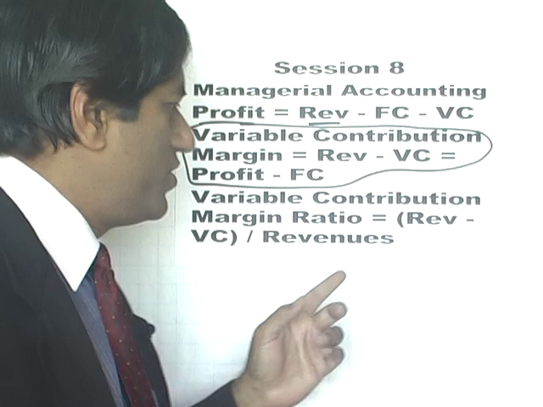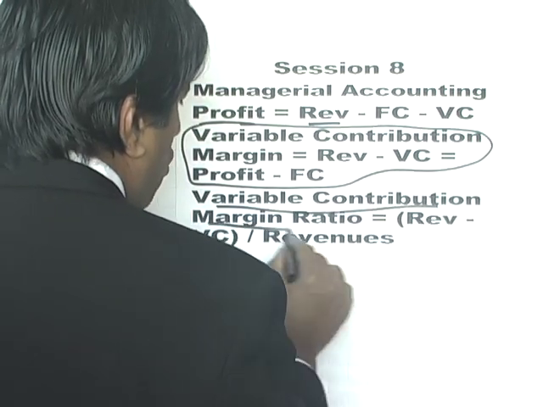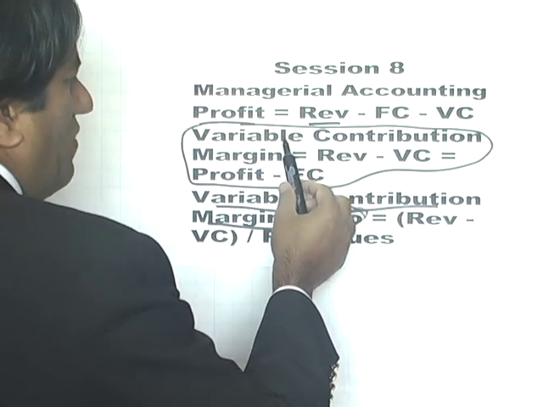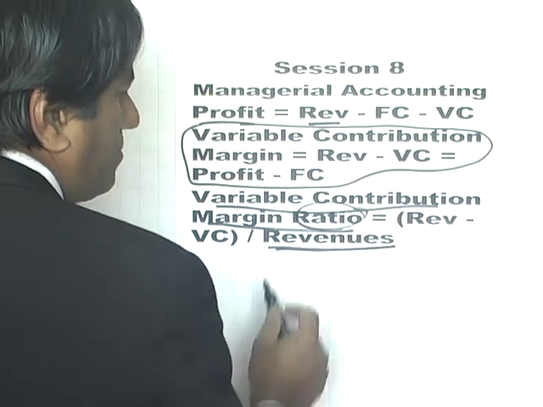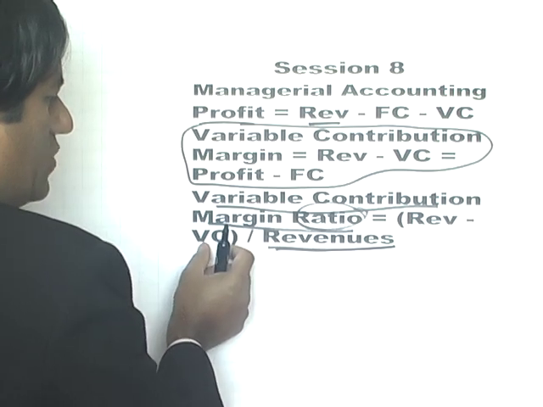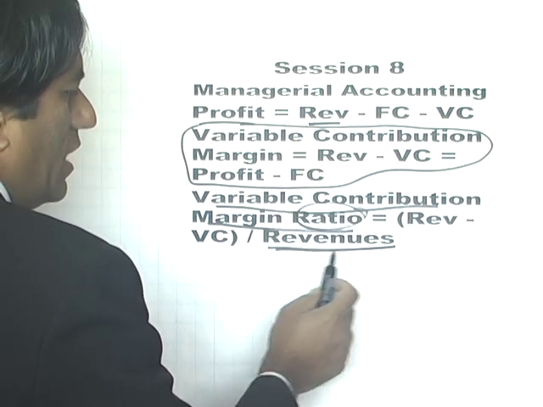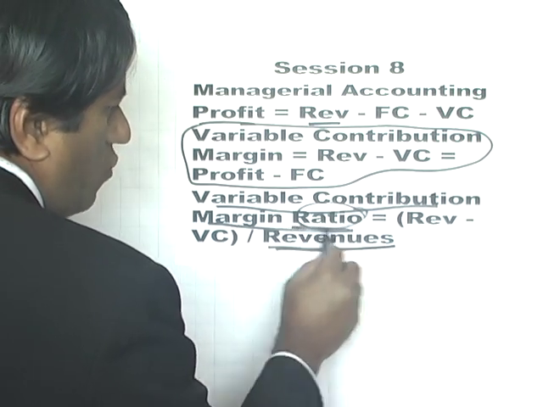The next equation is for the variable contribution margin ratio, and this is found simply by dividing the variable contribution margin by revenues. So it is revenues minus variable costs, which gives you the variable contribution margin, divided by revenues, and that gives you the variable contribution margin ratio.